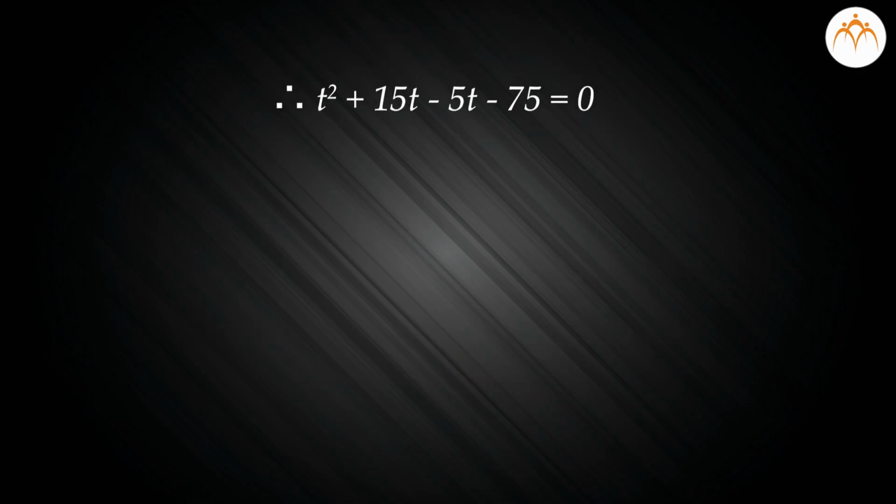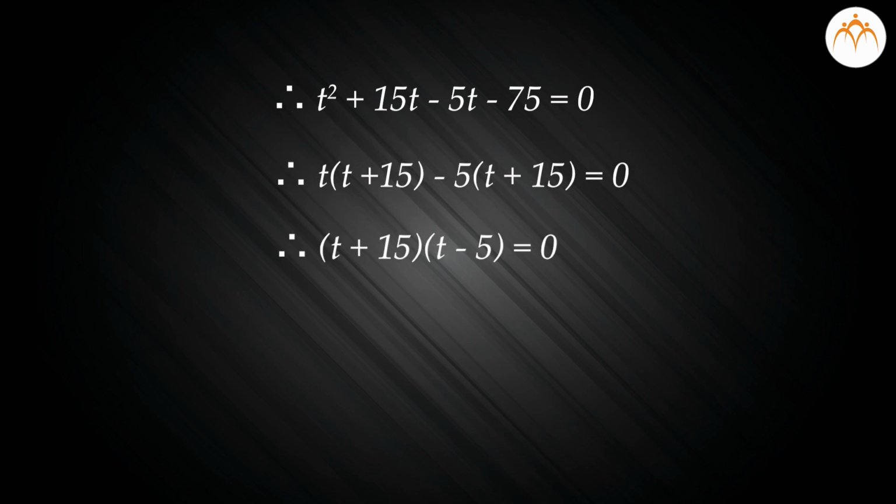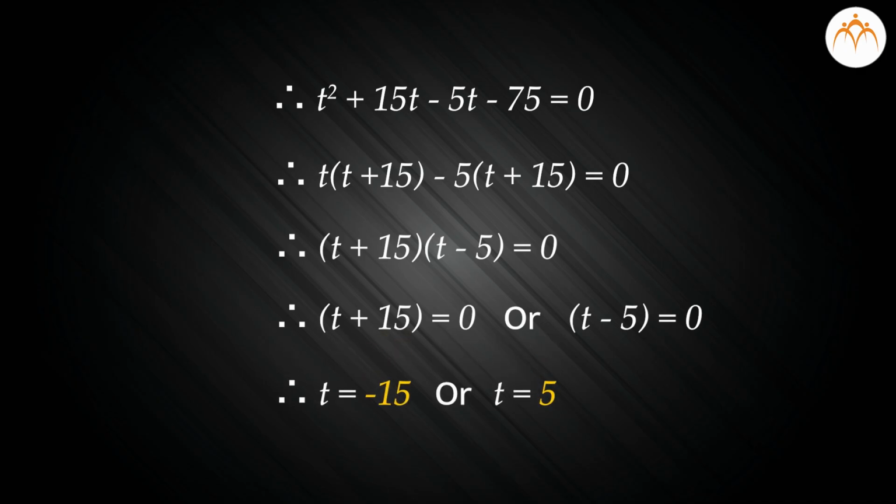Therefore, t² + 15t − 5t − 75 = 0. Therefore, (t + 15)(t − 5) = 0. Therefore, t + 15 = 0 or t − 5 = 0. This gives us two possible values for t, that is, t = −15 or t = 5.